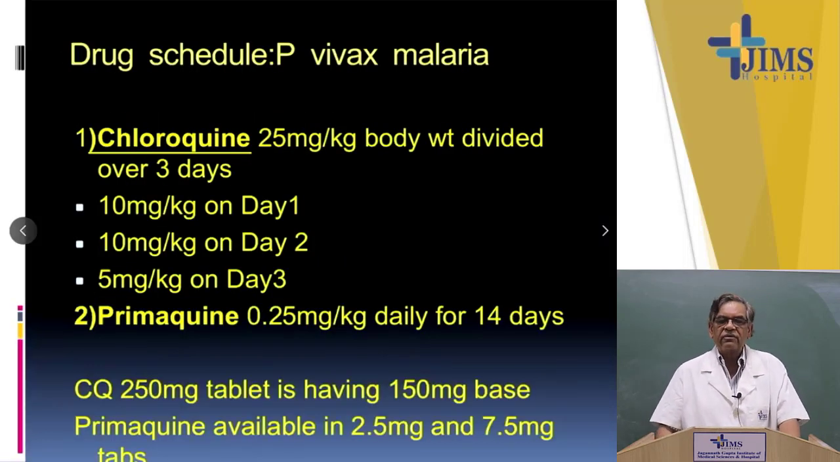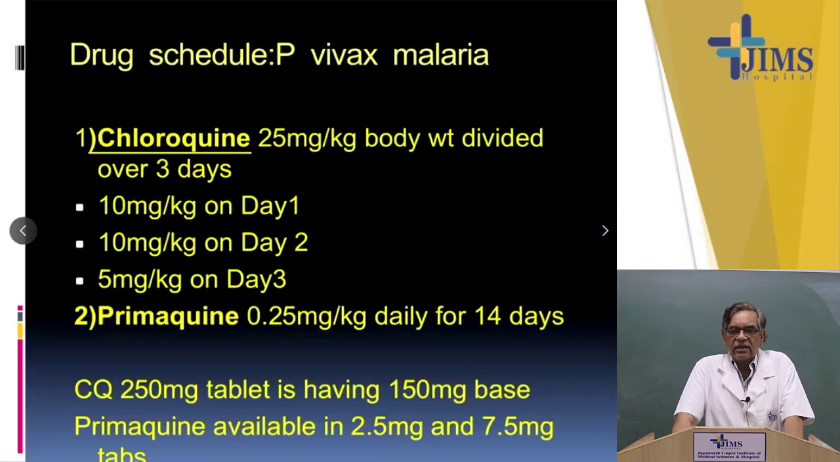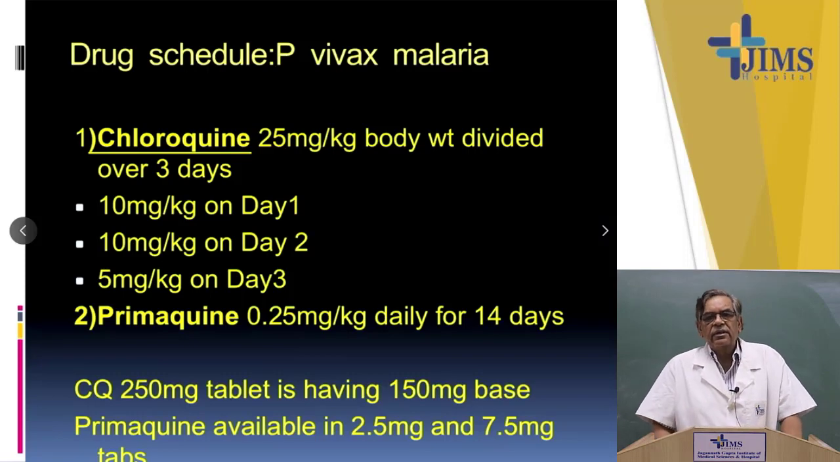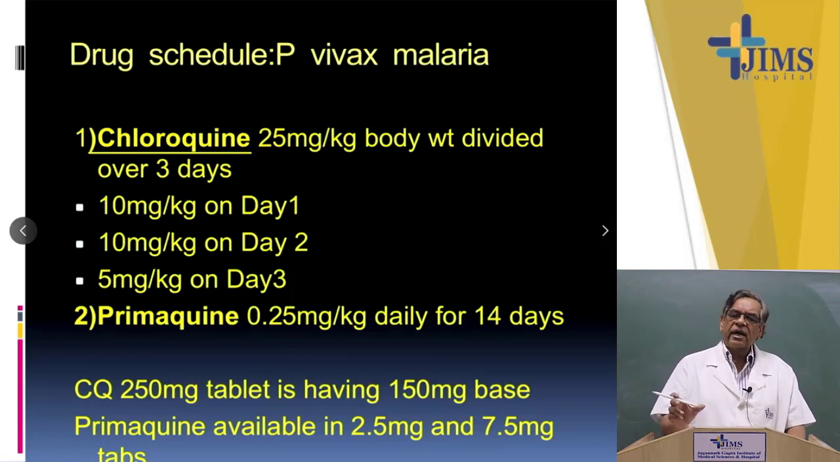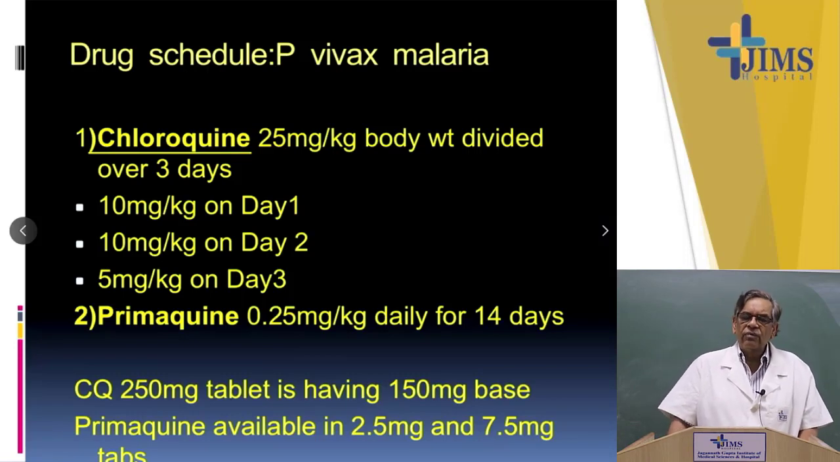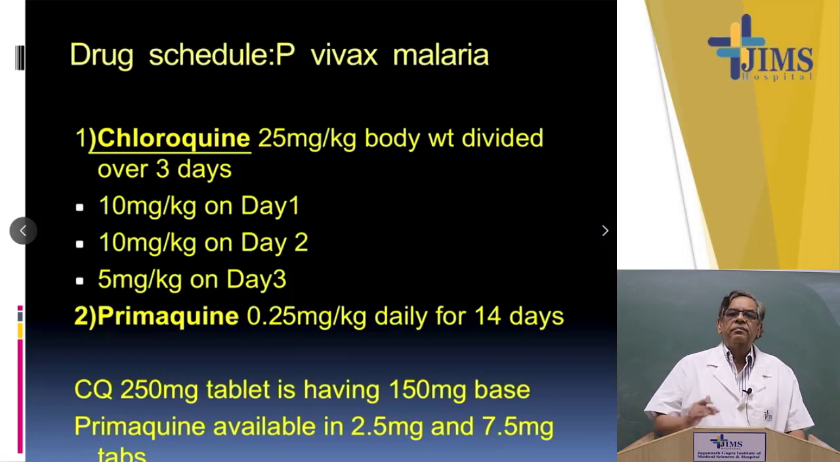So the drug schedule for P. vivax malaria is, as I said earlier, a 3-day course. What is the total dosage? The total dosage is 25 milligrams per kg body weight for the entire 3 days duration. What we do is basically break it up into day 1, day 2, day 3.